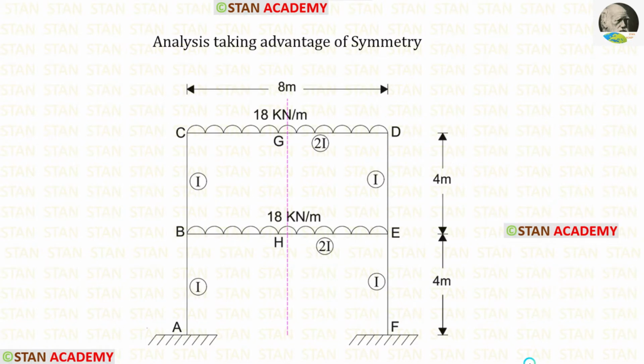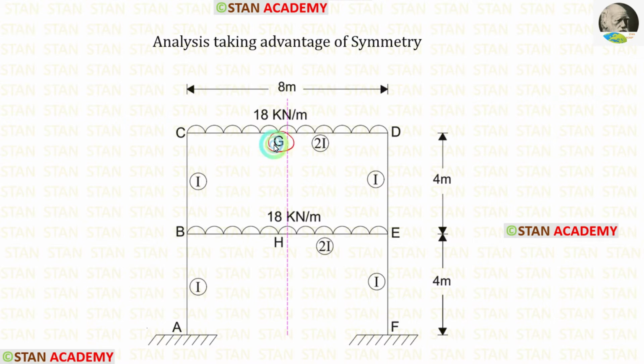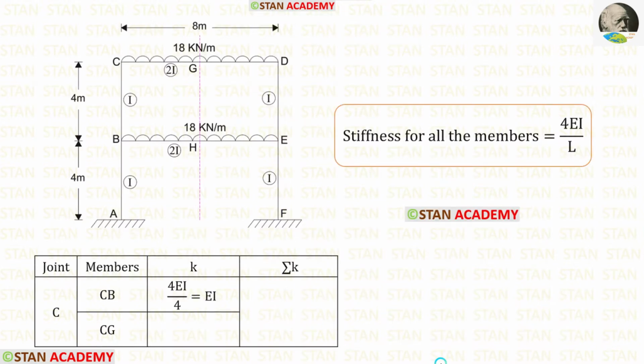This frame is symmetrical. The line of symmetry passes through the center of the beams. In this analysis, we can take any one of the sides, either left or right. I am going to take the left side and do the analysis. Let us name the center of the beam CD as G, and the center of the beam BE as H. In this frame, we have only fixed supports. So the stiffness formula for all of the members will be 4EI upon L.